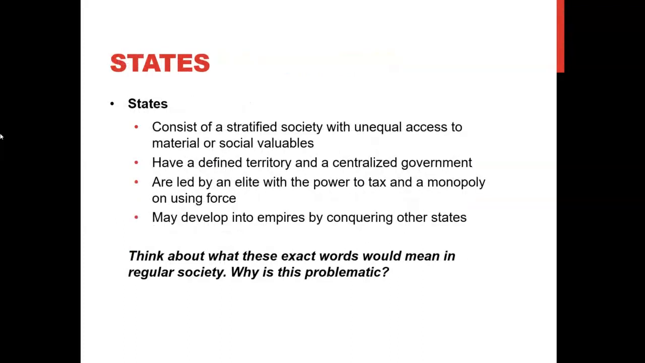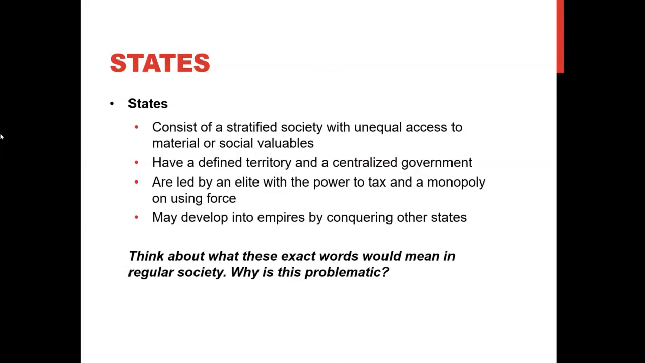Okay. So anyway, states. States consist of a stratified society with unequal access to material or social valuables, have a defined territory and a centralized government, are led by an elite with the power to tax and monopoly on using force, and may develop into empires by conquering other states. Okay, so states consist of a stratified society. So stratified, what does stratified mean? Stratified means that there are more categories involved in that society, right?